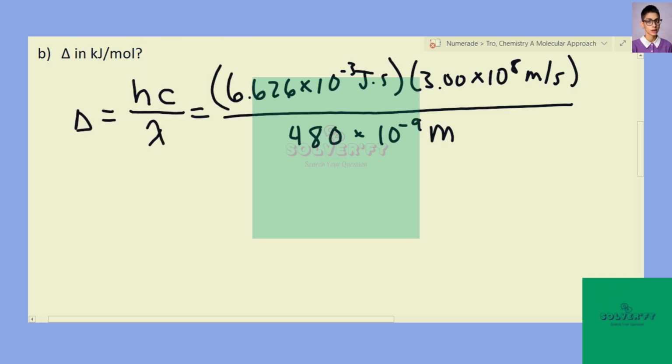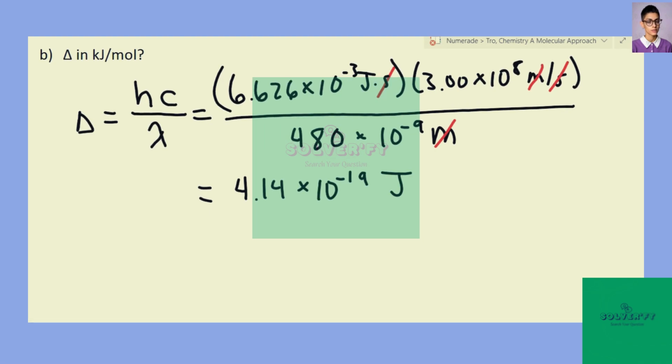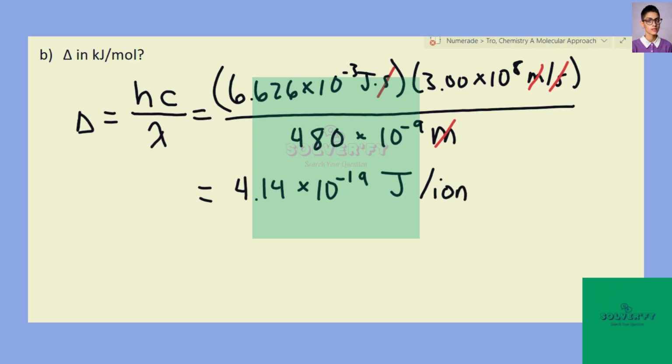Do a quick unit check. My meters will go away, my seconds will go away. I will be left with units of joules, which is units of energy. And this is equal to 4.14 times 10 to the negative 19 joules. Now that might seem like a really small number, and that's because it is. This is a very small amount of energy needed for the d to d transition of a single ion. So for one ion, this is the crystal field splitting energy.